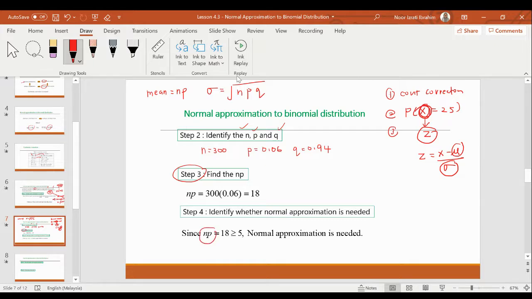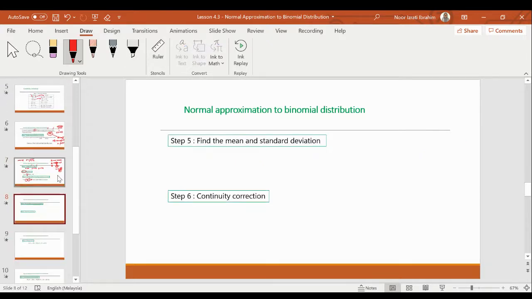So step 3 and step 4 here are just to check whether normal approximation is needed. For this, n times p is greater than 10 or greater than 5. Some books use 10, some books use 5. So normal approximation is needed, or if you see that n is large enough like this, then you will know normal approximation is appropriate or needed.